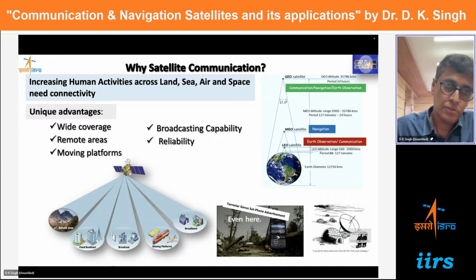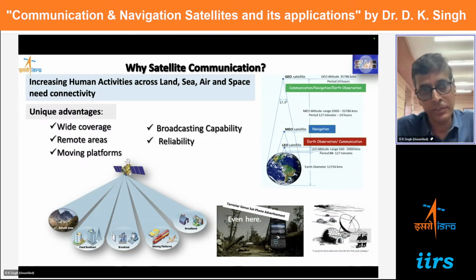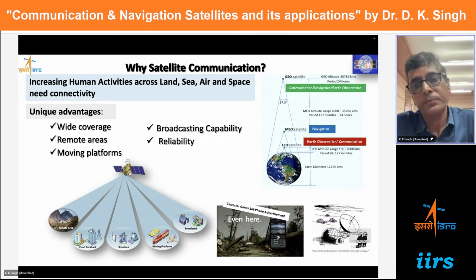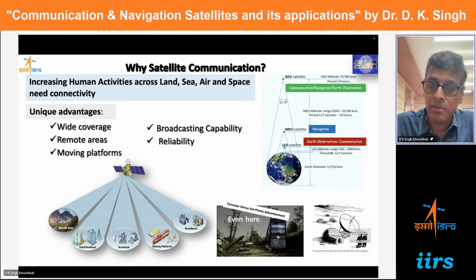And it has a very unique advantage. One satellite can cover a very wide region. It can give remote area access. It can be connected to a moving platform without any problem. And it has a broadcasting capability. DTH, direct to home, is one example. All your drawing rooms are now equipped with a satellite broadcast receiver. And it is very reliable because the satellite is not impacted by natural disasters.